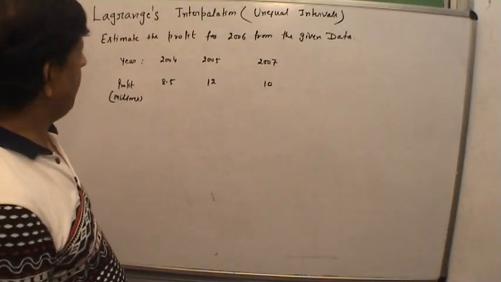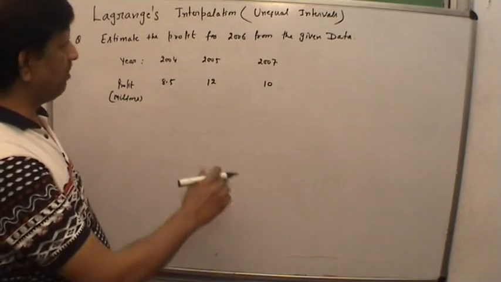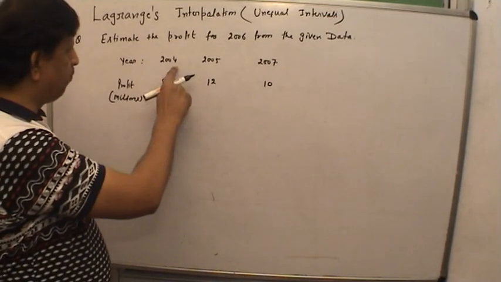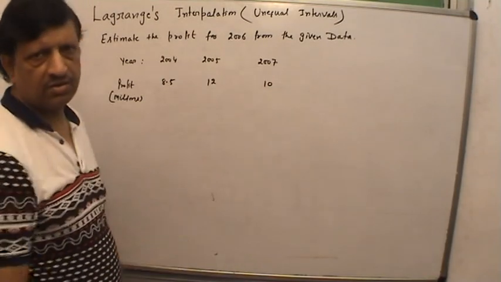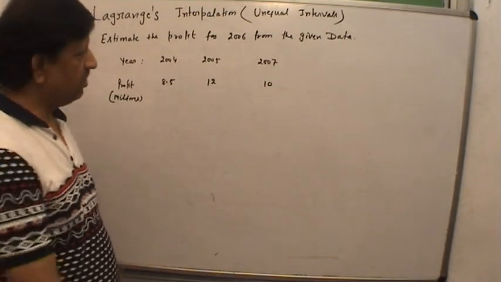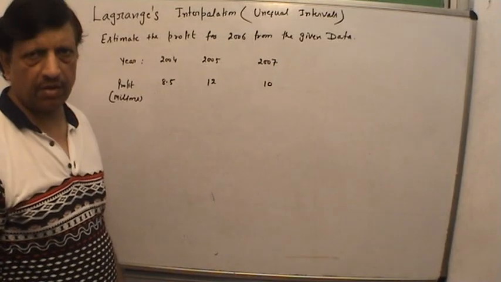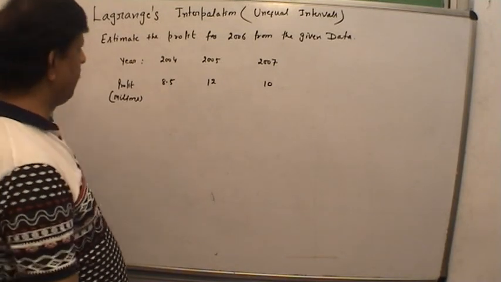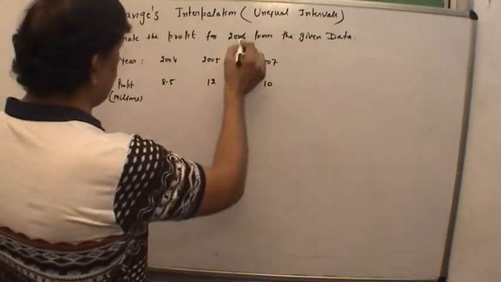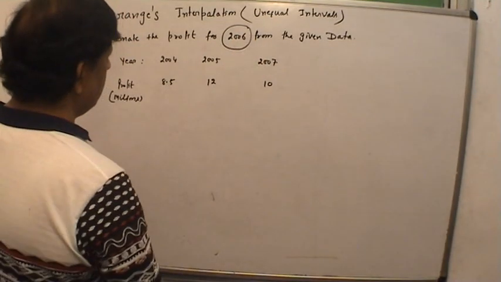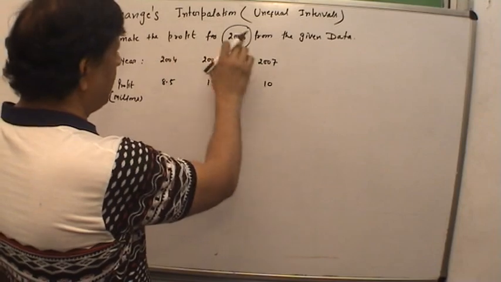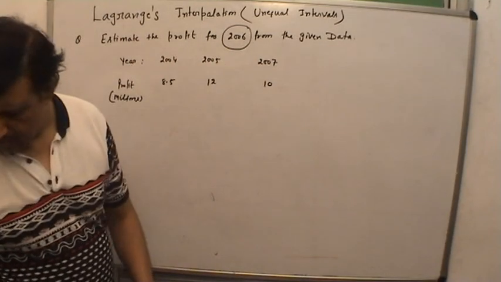It is the data. Now we can see the intervals are not the same. 4, after 4, 5, and after 5 it is 7. It means the height of the interval is not the same. And what is 2006? He wants the estimated profit for the given firm for 2006.